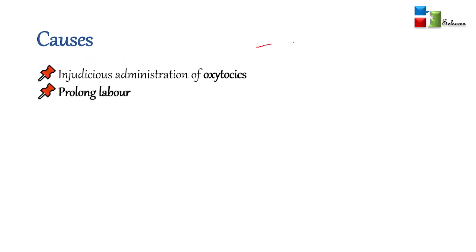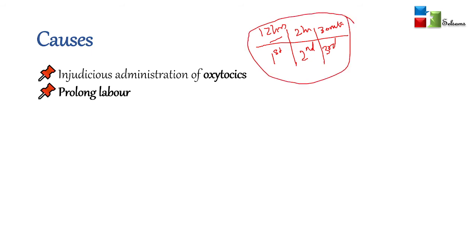Secondly is prolonged labor. Let me talk about the primary mother, because their labor timings are longer. As I told you, the constriction ring can occur at any stage of labor. The first stage takes around 12 hours maximum in the primary mother, the second stage around 2 hours, and the third stage around 30 minutes. If these hours are exceeded, it is called prolonged labor.